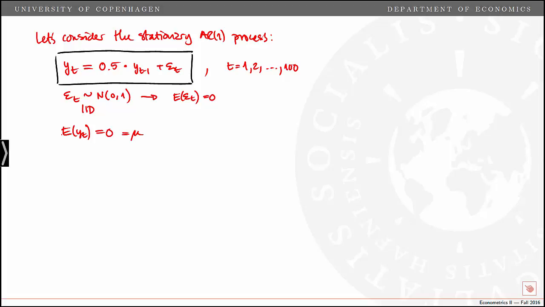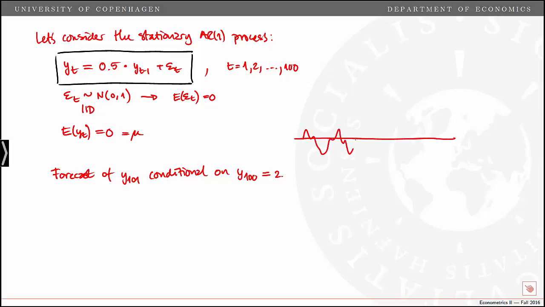Let's assume that we want to make a forecast of y_101 conditional on y_100. So we are conditioning on y_100. So instead of treating this as a random variable, we now fix it at a given value. And let's, for simplicity, just assume that this value is equal to 2. So let's assume that we have a plot of the process like this, and it ends up here.